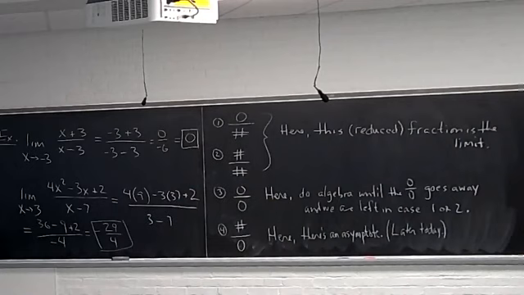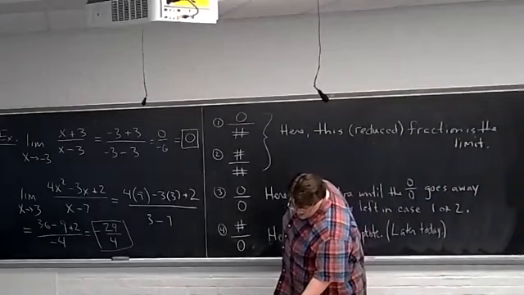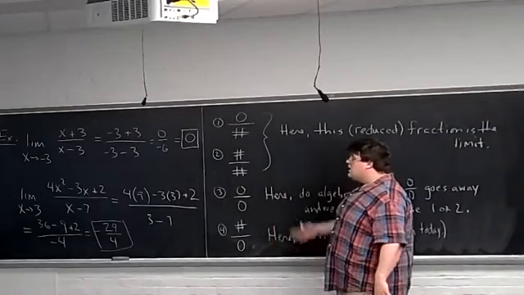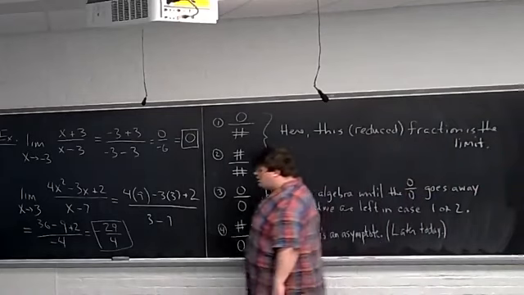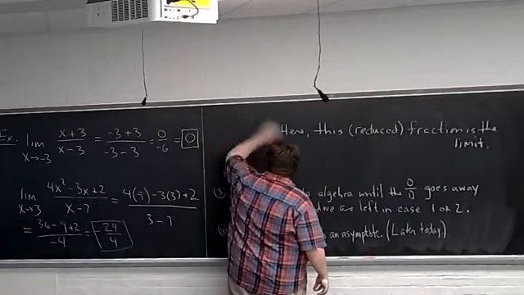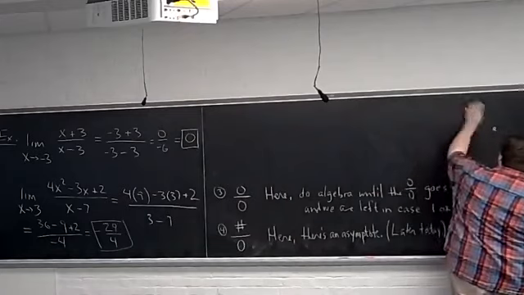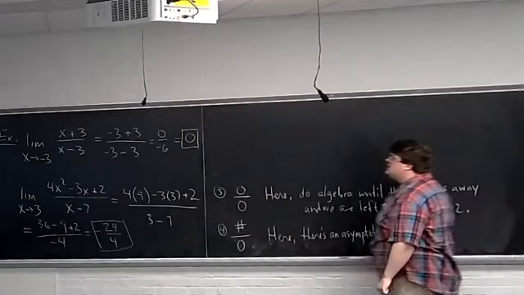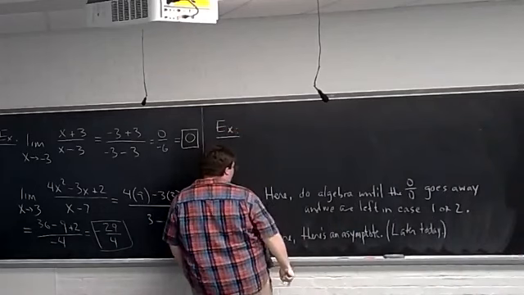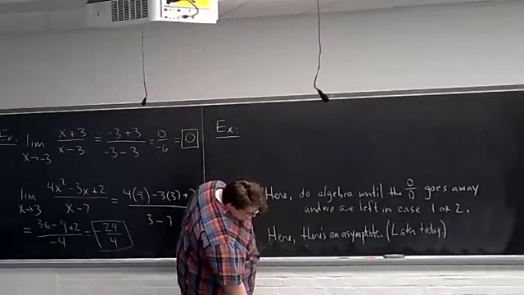So those first 2 examples illustrate cases 1 and 2. Let's look at another. We're actually going to look right now at 3 examples which illustrate case 3. Let's start with this one. Case 3, here, do algebra, what does that mean? Until 0 over 0 goes away, what does that mean? Well, let's look at an example.